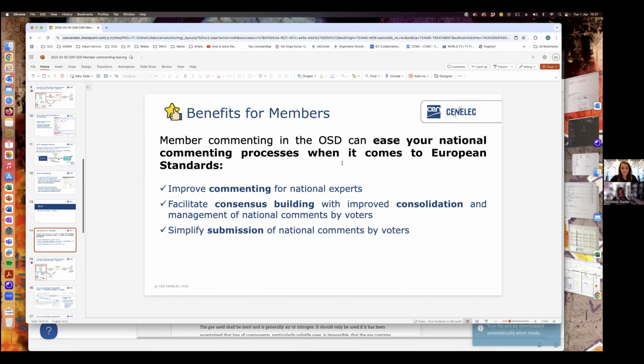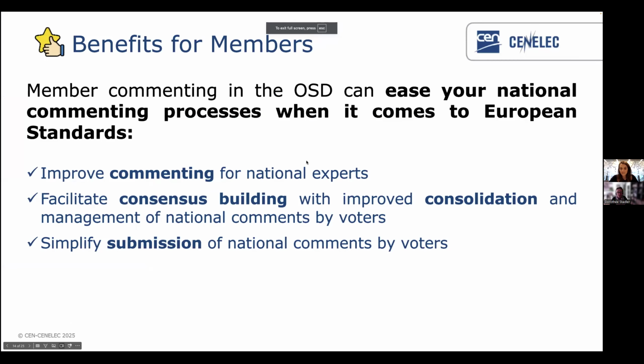So before I take any questions, I just wanted to remind you about the benefits of using the member commenting and typically also the option A. We believe it improves the commenting for national experts. It facilitates your consensus building inside the national experts, so no more using comment collation tool and all of those fun things that you can do with Word, because national experts can actually have a little dialogue on their own comments. And it simplifies the submission of those national comments by the voters.